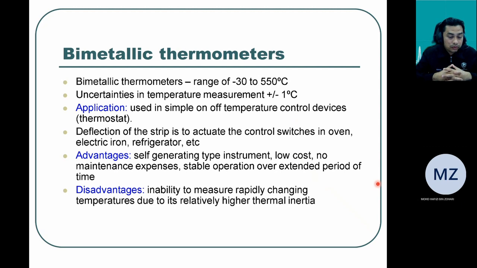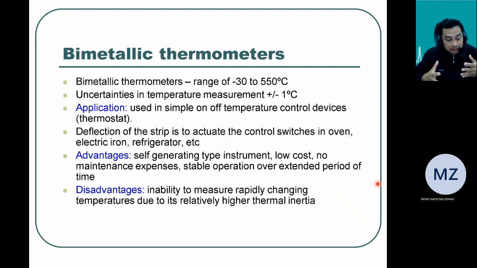This kind of thing is very good if you want to build a temperature controller, for example in the aircon, in the oven, in the iron, the refrigerator. As an advantage, it is low cost compared to other types of temperature measurement.